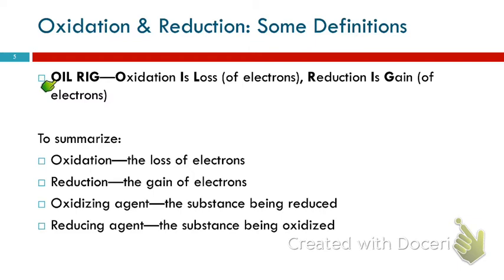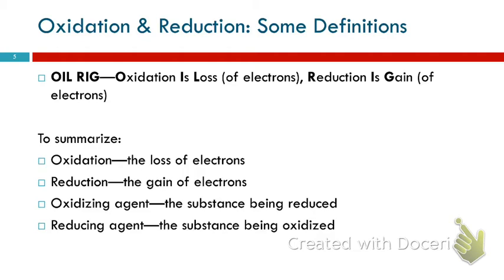OIL RIG: oxidation is loss of electrons, reduction is gain of electrons. And this is a summary here. Oxidation is loss of electrons, reduction is gain of electrons. The oxidizing agent causes something else to be oxidized, and in that process it's reduced. So the oxidizing agent gets reduced, the reducing agent gets oxidized. I did not make this up.